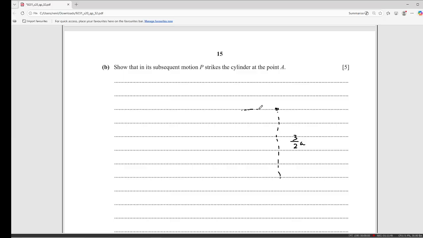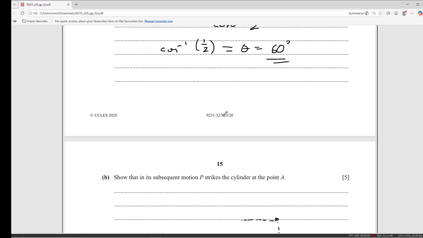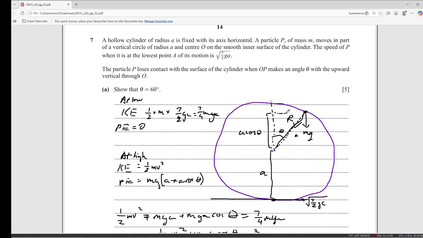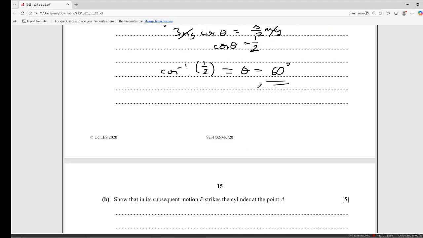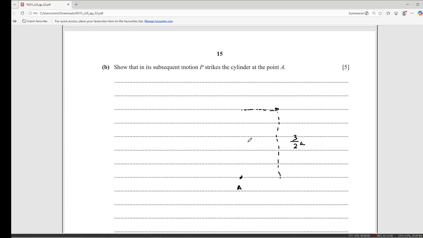Its distance, since it's striking at point A, which is the lowest point, your horizontal distance will be a sine theta. Okay, this will be a sine theta. Now a sine theta is a sine 60, which is root 3 by 2. So this is going to be root 3 by 2 a. We just need to show it fulfills this trajectory.